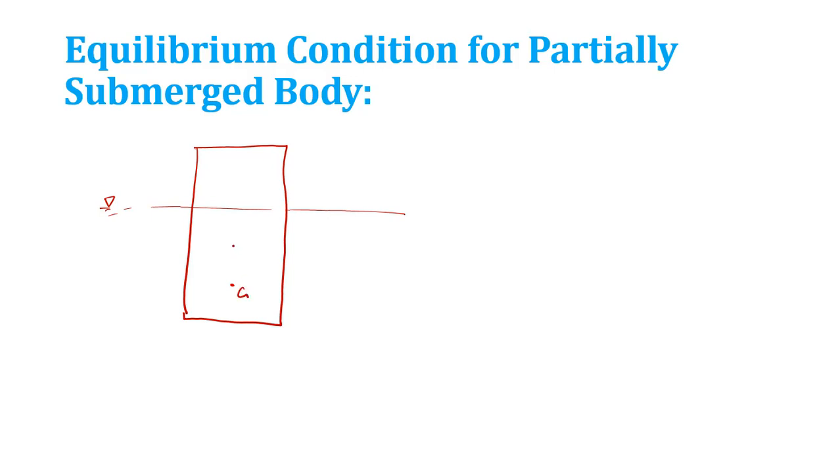Now we'll move to partially submerged body. Try to understand. Let us see what the partially submerged body is. This is the water, free surface. I'm having a cylinder. So this is a partially submerged body. Then I am having G here and buoyancy force here.